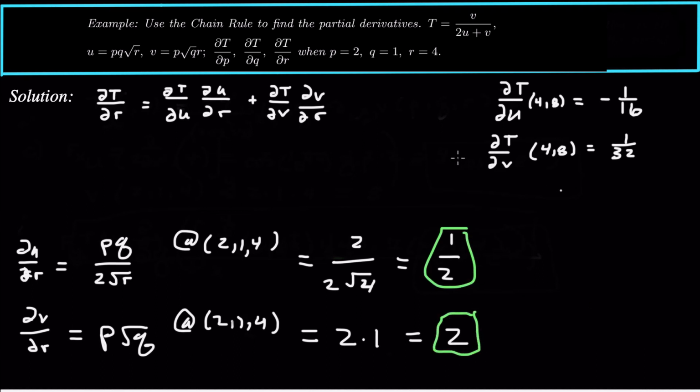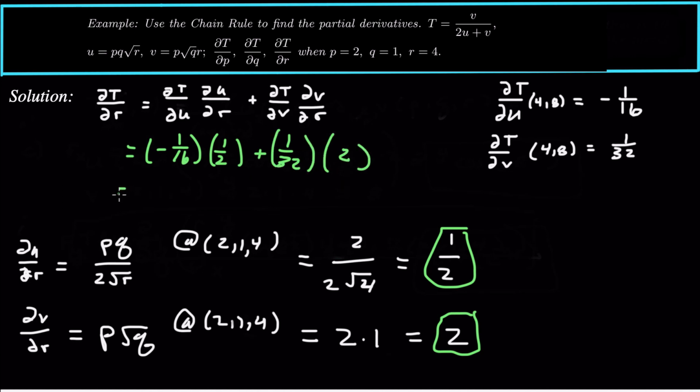Now we plug those two values in up here. This is going to be equal to negative 1 over 16. That stayed the same the whole way through. Now this 1/2 is new, plus 1 over 32. That stayed the same all the way through, and times 2. So this is going to be negative 1 over 32 plus 1 over 16. This equals positive 1 over 32. And that's our final answer. And that's how we calculate these partial derivatives at points.